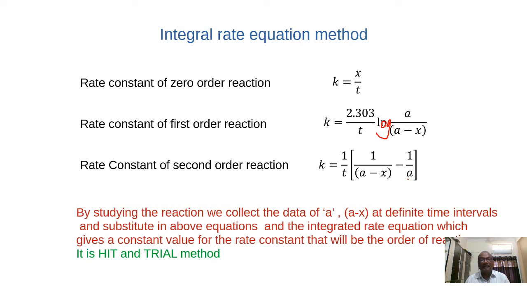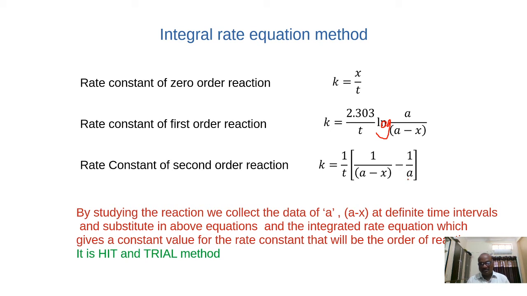Substituting the data into the integrated rate equation should give a constant value for the rate constant at different time intervals, and that indicates the order of reaction. How? We collect the data experimentally, and introduce this data into the equation of zero order reaction, the equation of first order reaction, and the equation of second order reaction, and we verify.